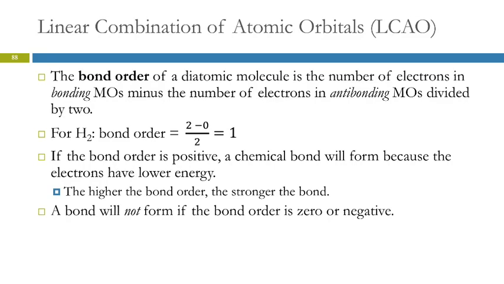The bond order can be 0 or negative. In those cases, the bond will not form. And the bond order can also be a fraction. It could be like 1/2 or 1.5. Those are possible as well. Any questions?